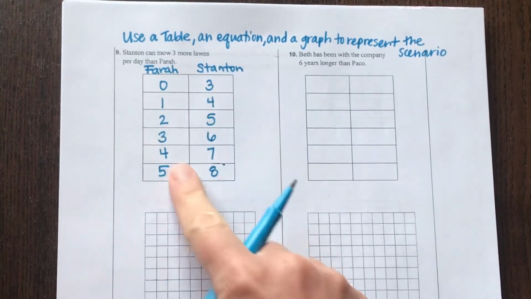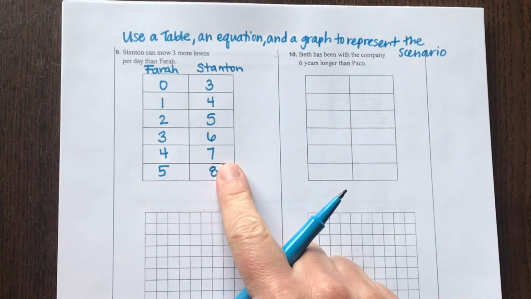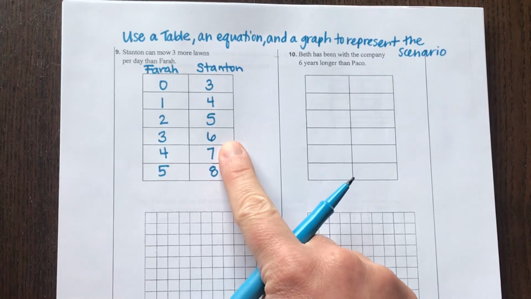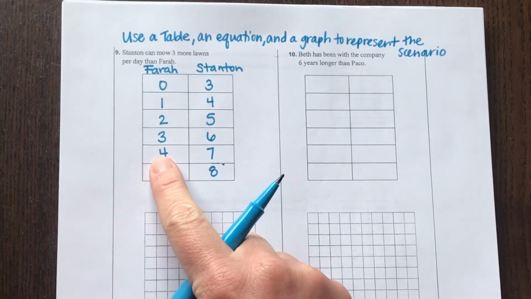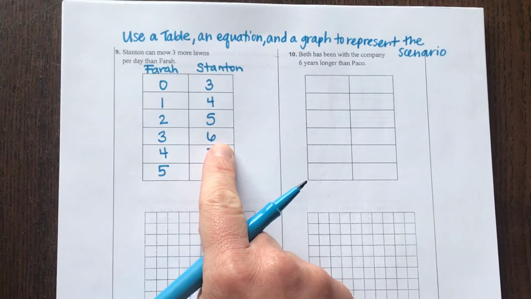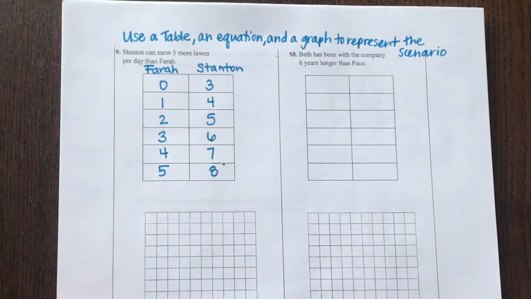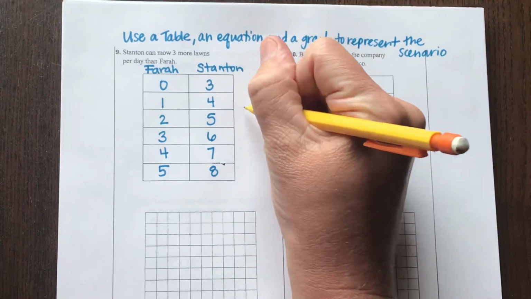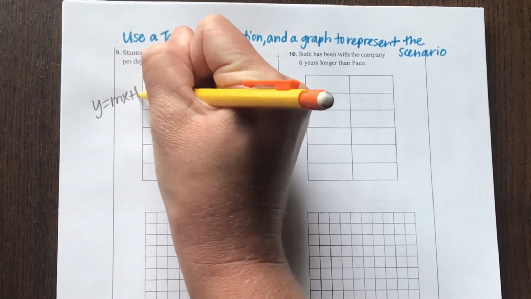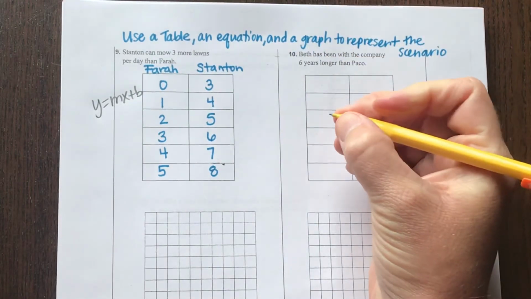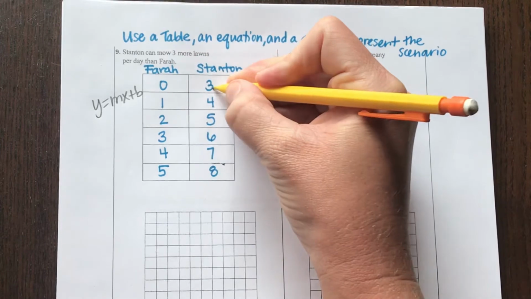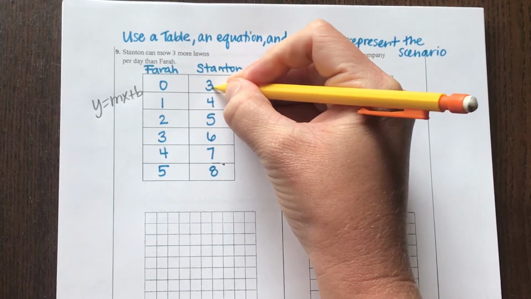Now, as I'm looking at this table, what I want to do next is come up with an equation to represent what this means. So for any amount of lawns that Farah could mow, how could I find what Stanton would mow? That's where an equation comes in. And in Algebra 1, we learned that that formula is called y equals mx plus b. So that's our relationship.